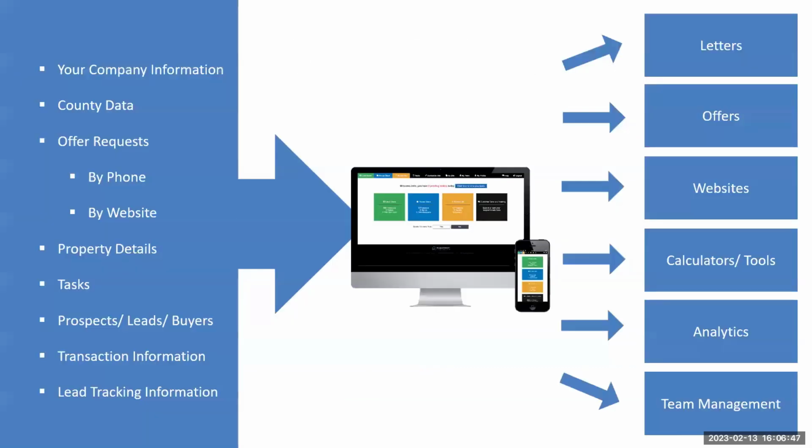All right. Next up. On this screen, on the left side, we have information that you will input into the system, into the Investment Dominator, and then on the right, we have things output by the system. So you will enter your company information, you will enter the county data, you will enter offer requests, which you will receive by phone or by website. You will enter property details. You will enter tasks. You will enter prospects, leads, and buyers. You will enter transaction information and lead tracking information.